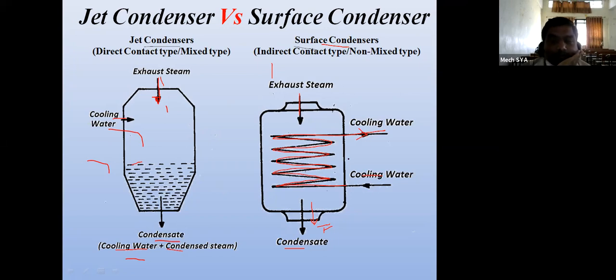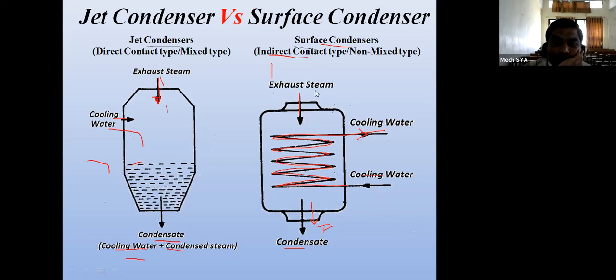Then another type of condenser is the surface condenser, which is an indirect contact type. There is no direct contact. The cooling water flows in the form of tubes, and the exhaust steam flows around them.